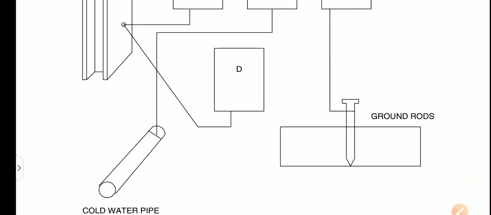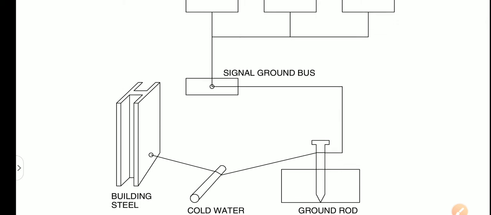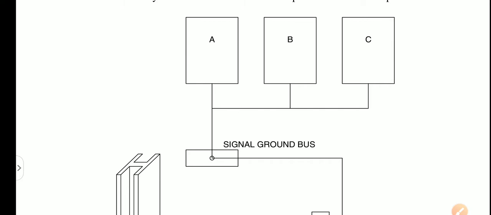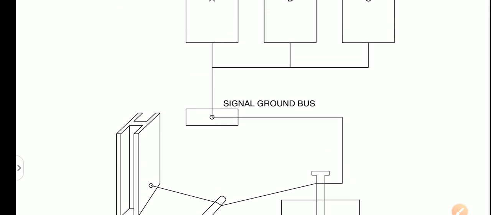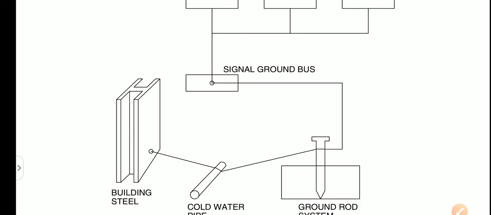In single point grounding, just see the figure. These equipments A, B, C are connected to the signal ground bus, which is a common bus, and which is further connected to the main building system, the cold water ground rod. So here there is no possibility of any leakage or any noise, which we discussed in the previous lecture. Signal ground bus. You can identify the difference between these two figures. These equipments are connected to this signal ground bus, and then it is connected to the main common grounding system.